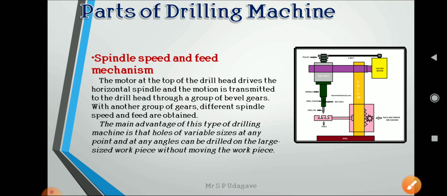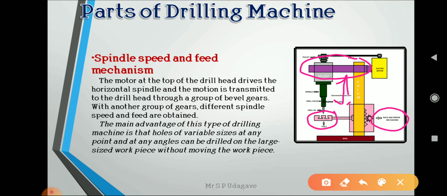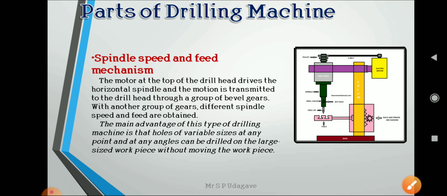The main advantage of this type of drilling machine is that holes of variable size, at any point and any angle, can be drilled on a large workpiece without moving the workpiece. This is because the radial arm rotates 360 degrees as well as moves up and down, and a rack and pinion motion is also provided to the table, which helps adjustment. So without moving the workpiece we can do all the operations.